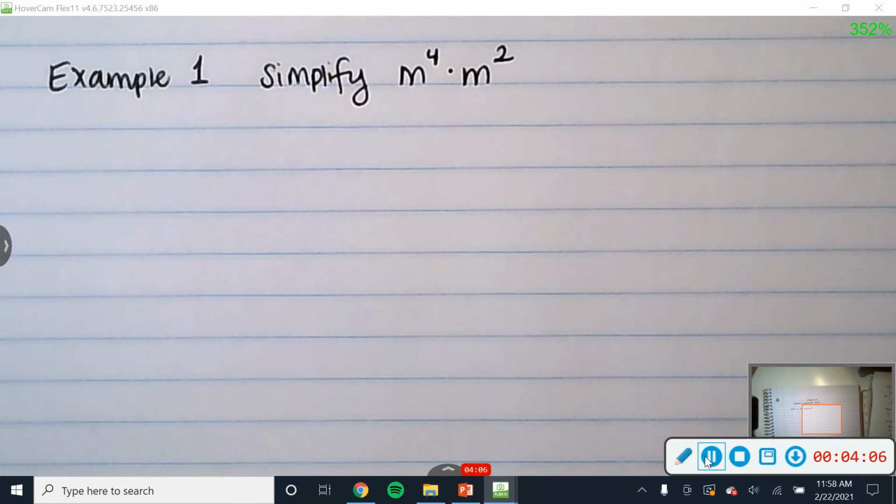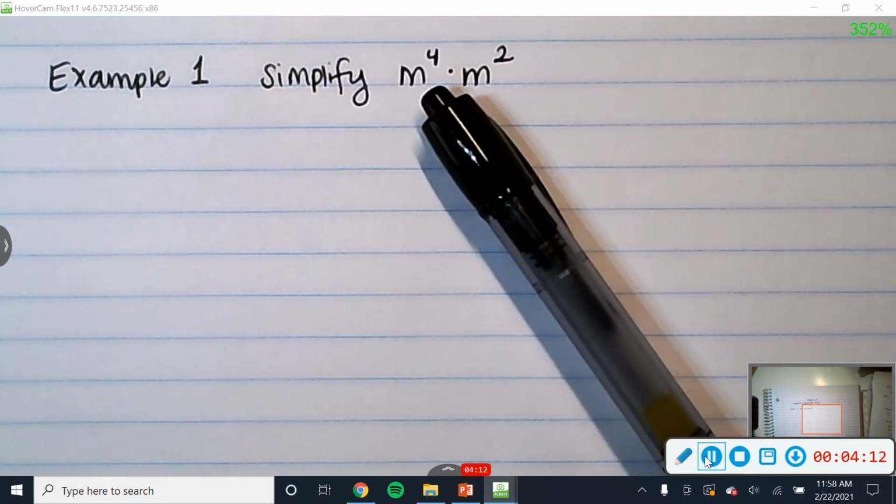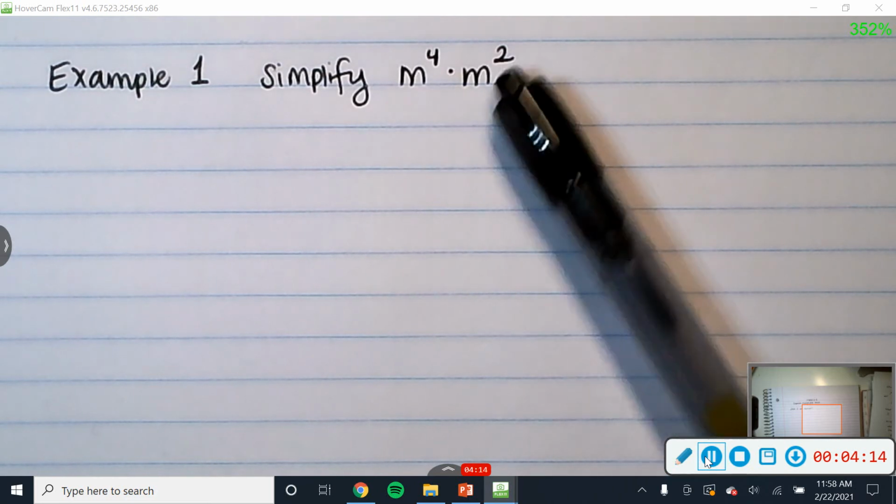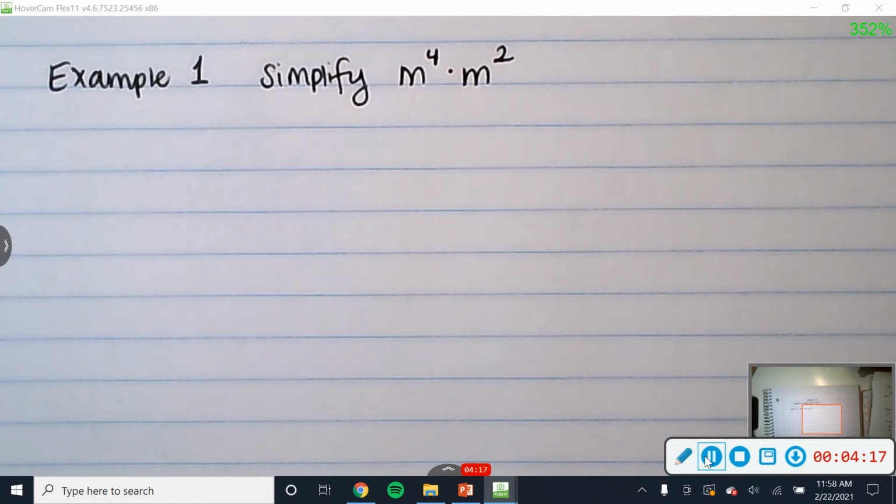Okay, let's try a similar practice problem. Try to pause the video now and simplify. What would m to the 4th power times m to the 2nd power equal? Go ahead and pause and solve on your own.